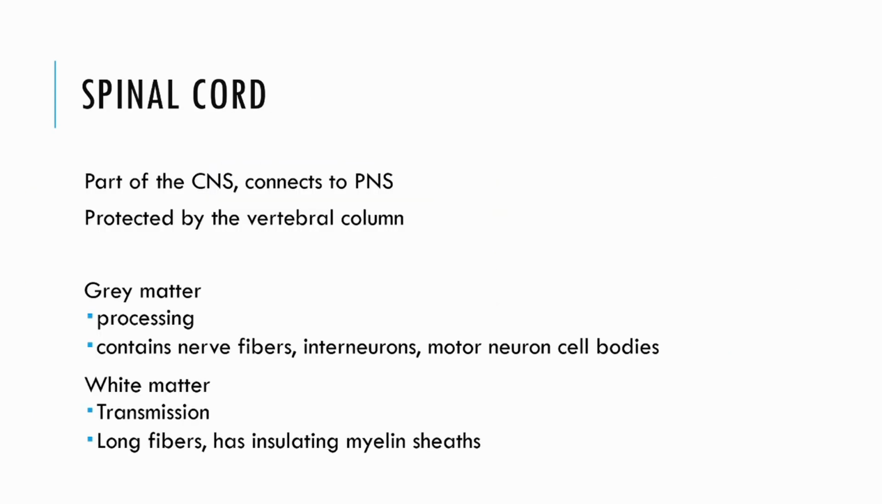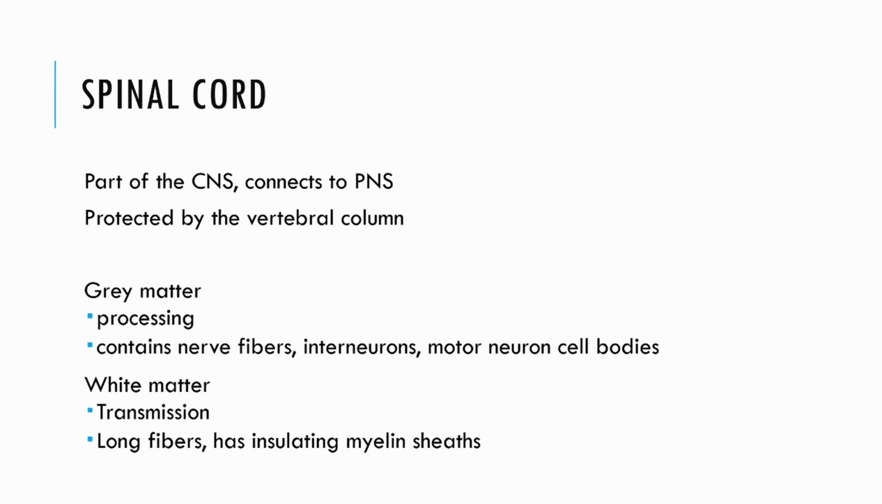Speaking of spinal cord, let's go into the second part of our central nervous system, which will connect us to our peripheral nervous system. The spinal cord is protected by the vertebral column. Just like the brain is protected by the skull, the spinal cord is protected by the bony vertebrae, forming a cage around it. And we find both in the brain and spinal cord that we have 2 types of matter, gray matter and white matter.